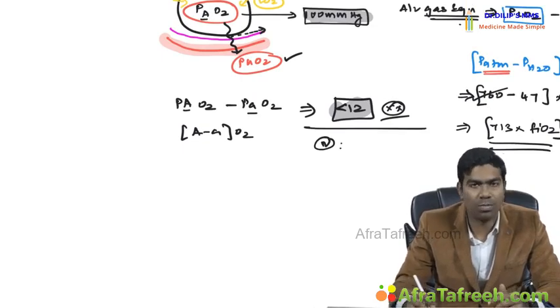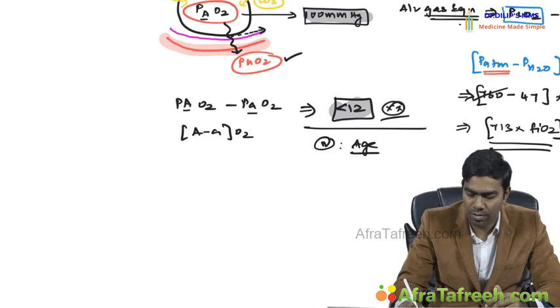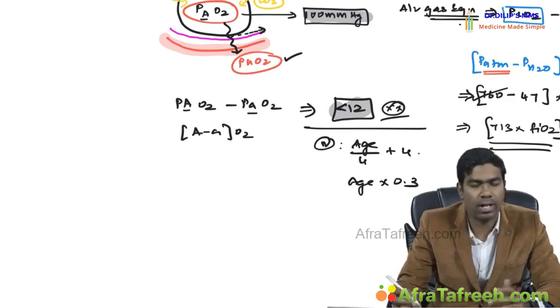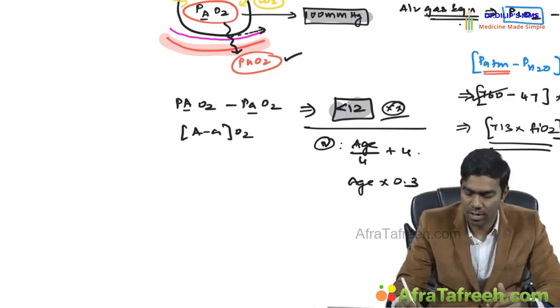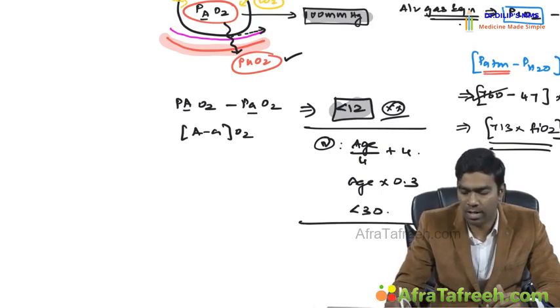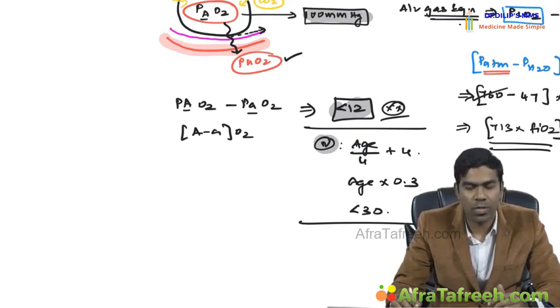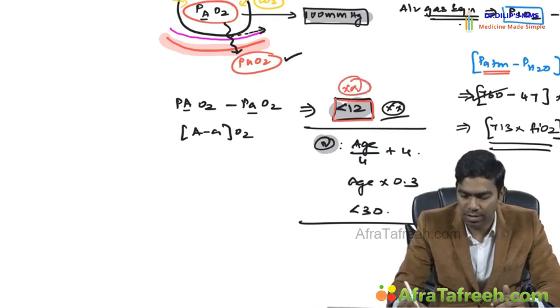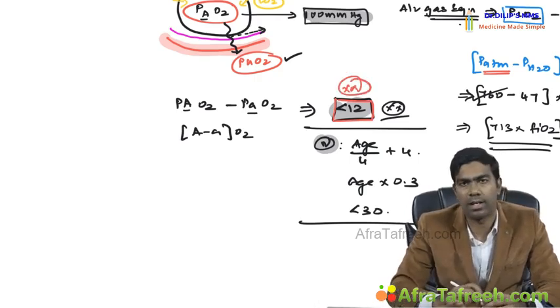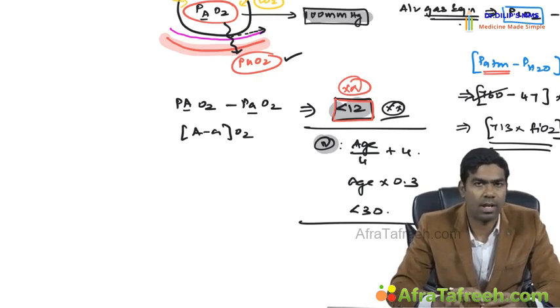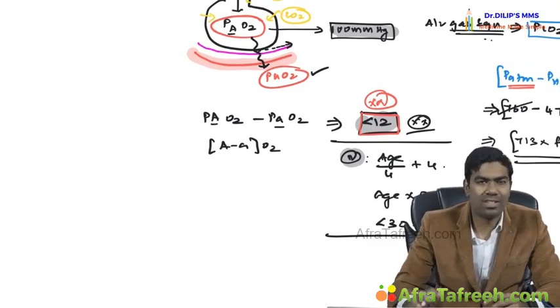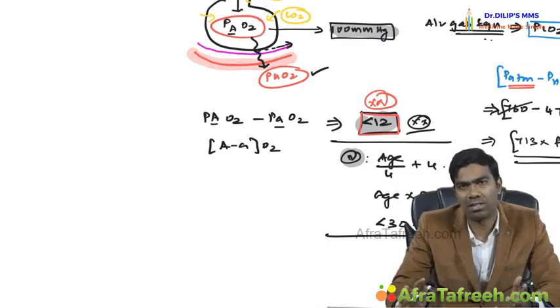Some books will give you other options: the normal A-a gradient is age divided by 4 plus 4, or you can put it as age multiplied by 0.3. You can take the upper limit of normal of the A-a gradient. Some textbooks say less than 30 also. So it all varies, but in my general practice, we as critical care physicians tend to take the A-a gradient as less than 12 as a standard. So what is this 12? What does this number depict in general?